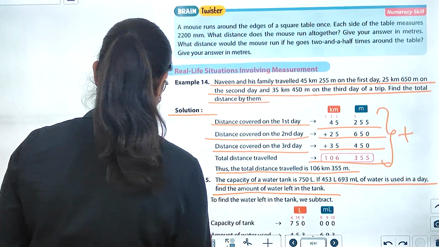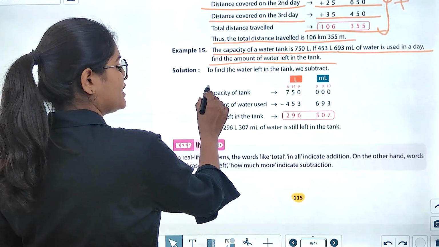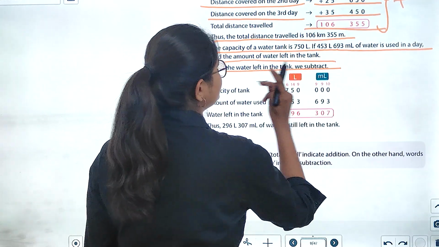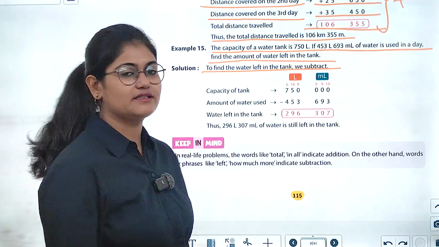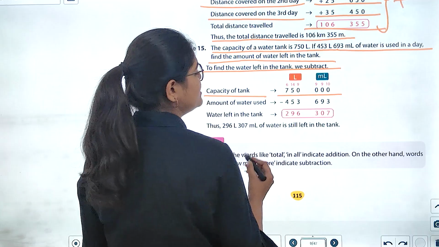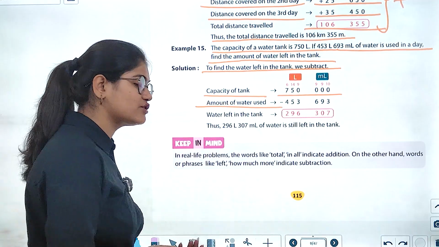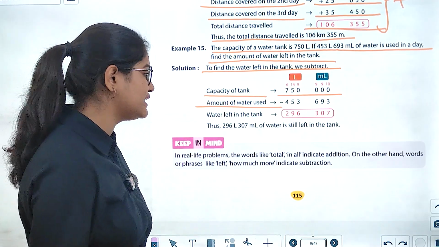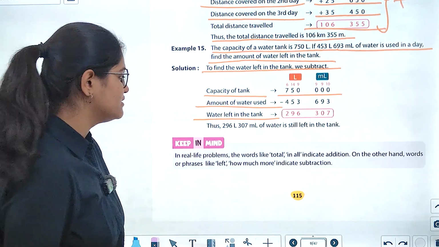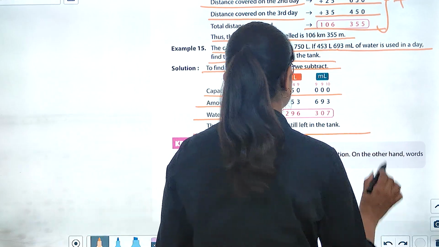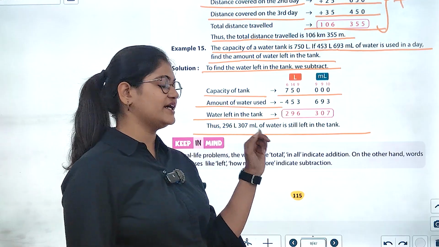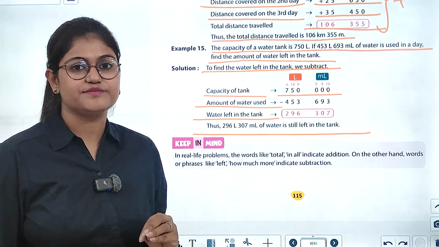Right? So simply we are gonna subtract the used quantity from the total one. So how we are going to do, to find the water left in the tank we subtract. Right? हमें माइनस करना है कैपेसिटी ऑफ द टैंक, this, अमाउंट ऑफ द वाटर यूज्ड को हम कैपेसिटी में से सब्ट्रैक्ट कर देंगे, then we'll get the water left in the tank, right? So the amount of water that is still left in the tank is 296 liters, 307 milliliters. Correct?